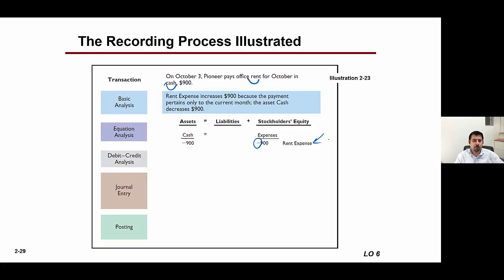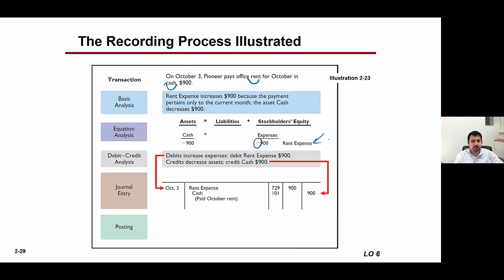Now, credits decrease assets, so we credit cash $900. On the other hand, debits increase expenses, so we debit rent expense $900. So the journal entry would be debit rent expense $900 and credit cash $900.